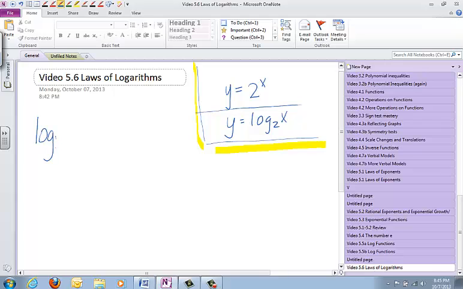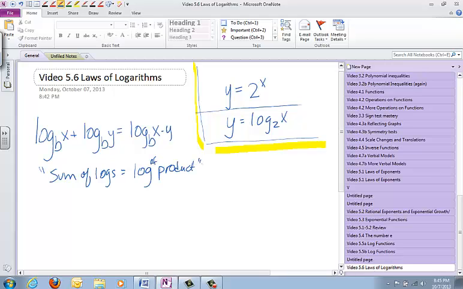If I have two logs with the same base, and I'm adding them together, that's equivalent to taking the log of their product. Okay? And so we say this in words, that the sum of the logs is equal to the log of the product.